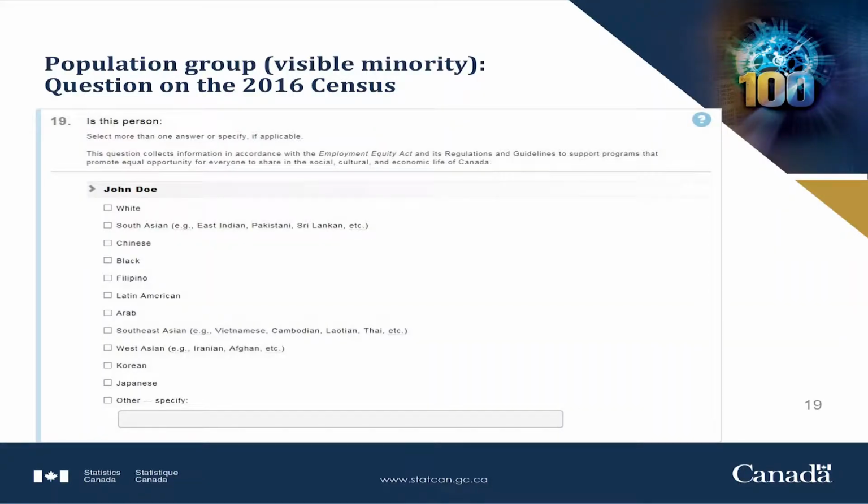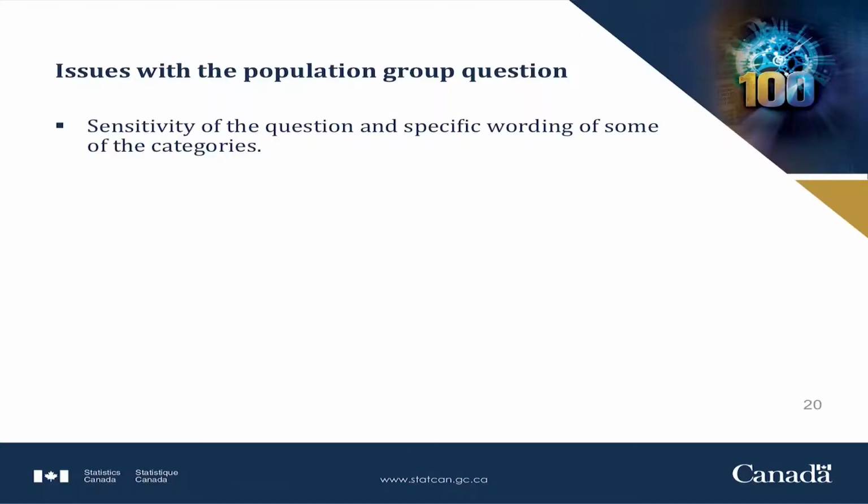So that's what we're doing with ethnic origin. For pop group, this was the pop group or Viz-Min question on the 2016 census. So, is this person white, South Asian, Chinese, black, et cetera? All those categories are essentially being pulled from the Employment Equity Act or the regulations and guidelines of the Act. The issue with the question is the sensitivity of the question and the specific wording of some of those categories.